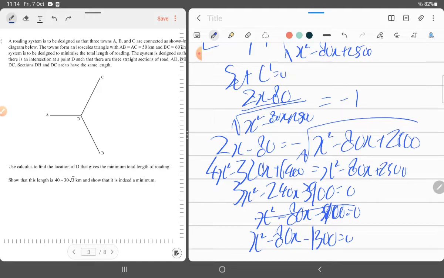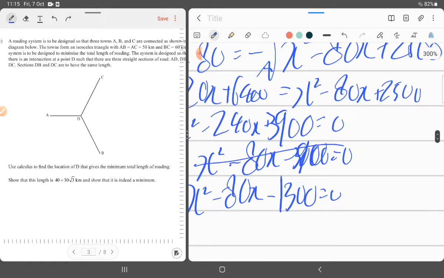4x squared take away... Yeah, this should be 100. Take away 160. Take away 160. Should be 320x plus 6,400 is equal to x squared take away 80x, so plus 3x squared take away 240x. Oh, no, that's plus. Actually, does that matter? Oh, okay, yeah, thank God. Right, actually, that still creates 40 plus 10 square root of 3.